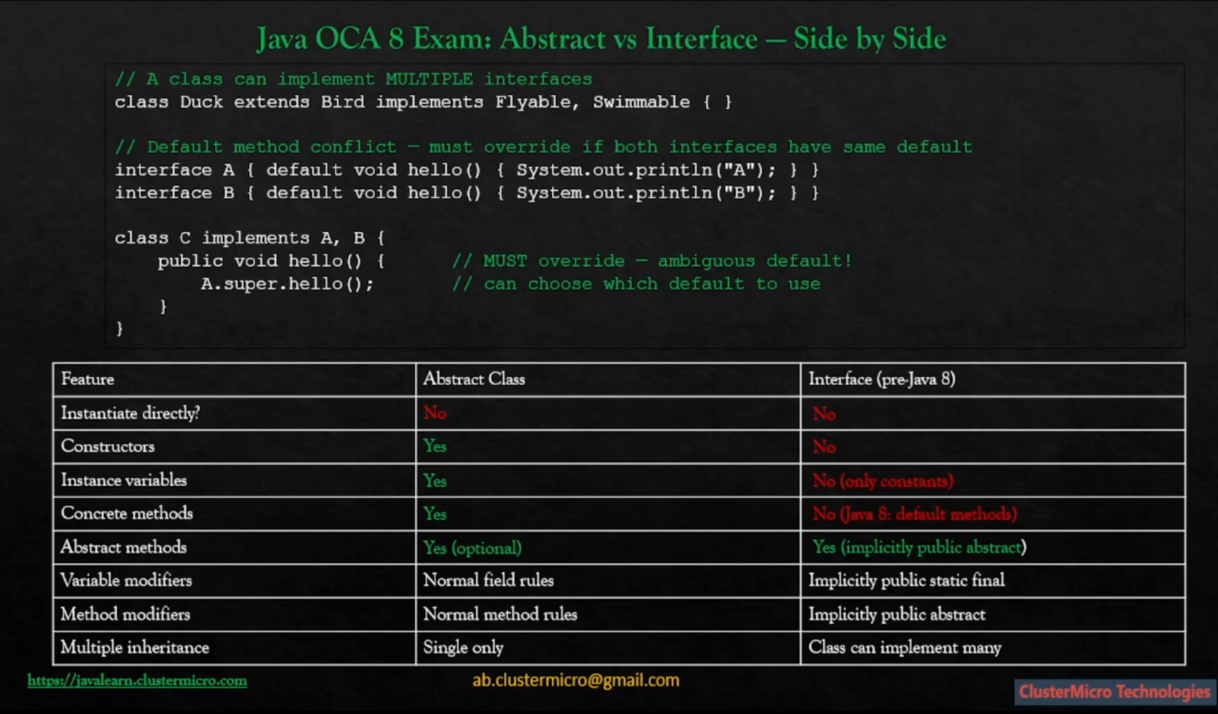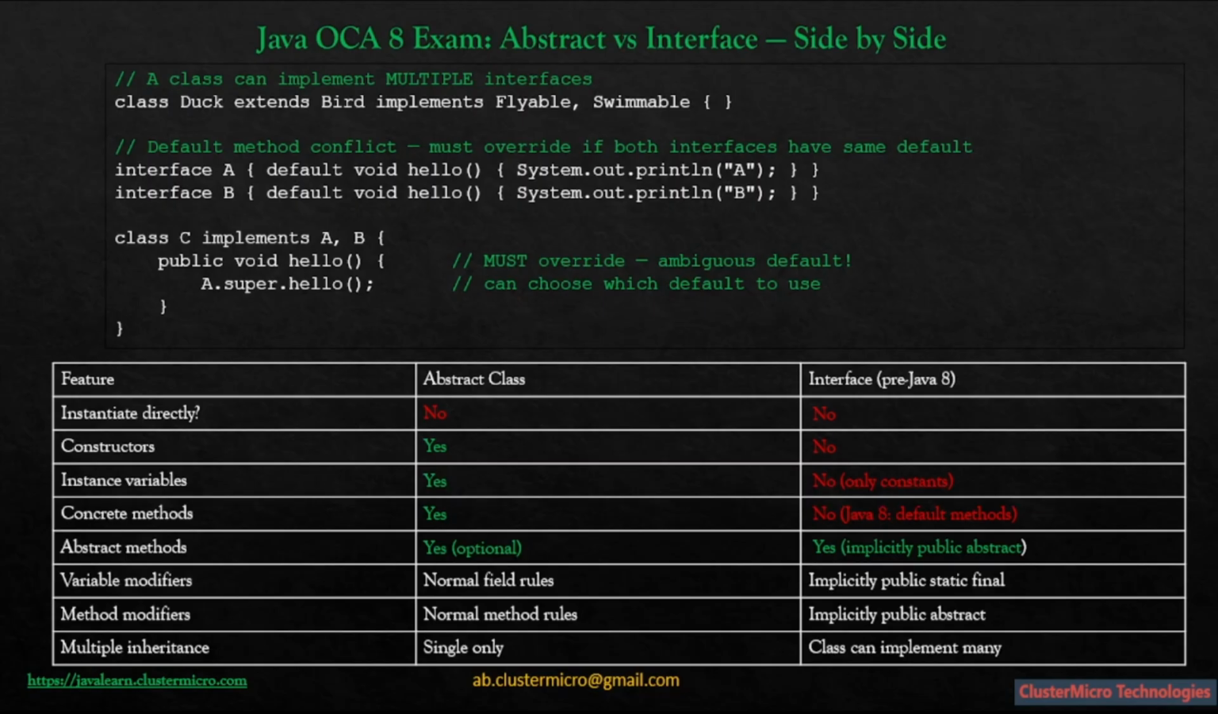This is how Java achieves multiple inheritance of type. Duck is a Bird, a Flyable, and a Swimmable simultaneously. Any code that expects a Flyable can receive a Duck. Any code that expects a Swimmable can also receive a Duck. One class, multiple contracts, all satisfied.